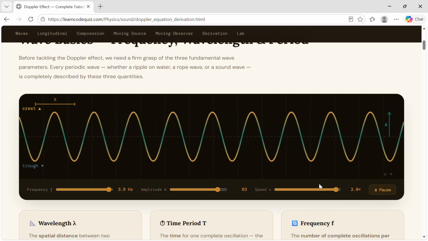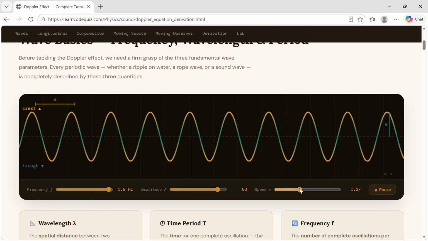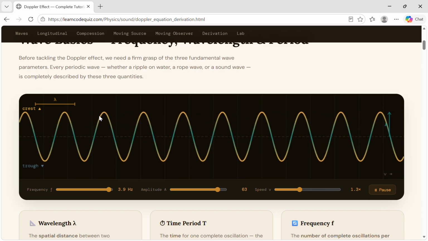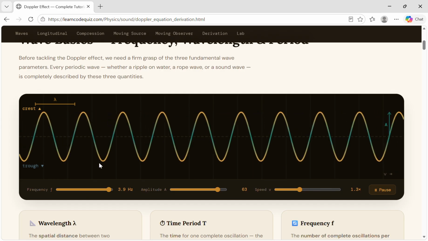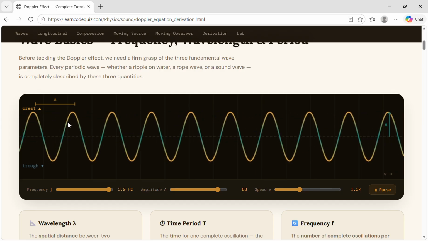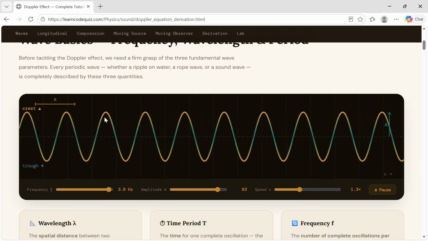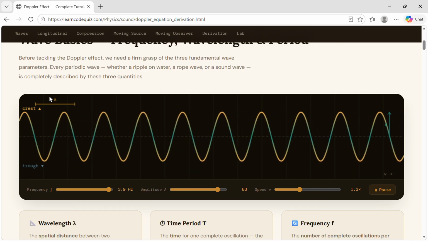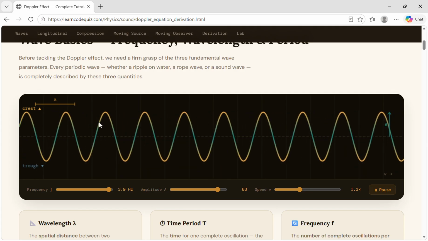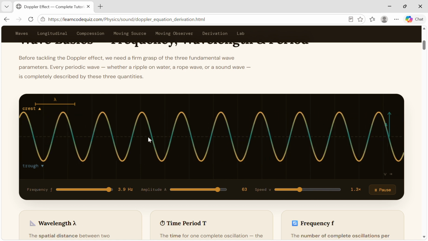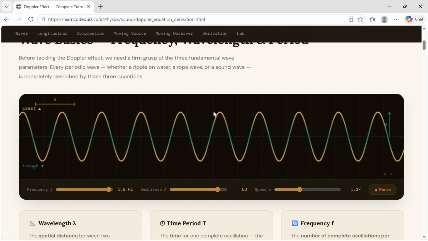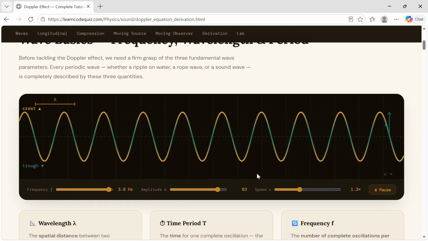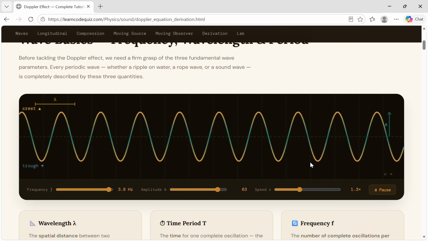Now, an important thing to understand is the wavelength. You see the highs, these are the crests. The lows, these are the troughs. The distance between two crests or two troughs is basically the wavelength, lambda. Then what is the amplitude? Amplitude is the distance from the mean, the center, to the highest point. And again from the center to the lowest point, that's also amplitude.